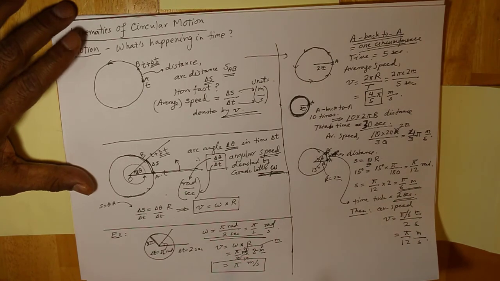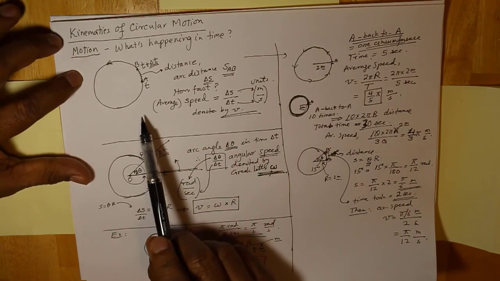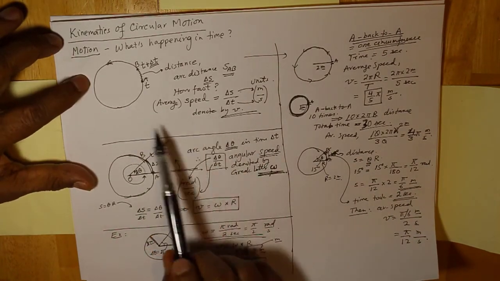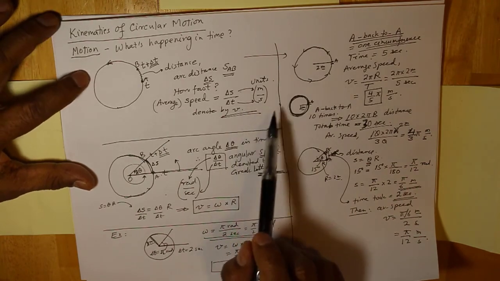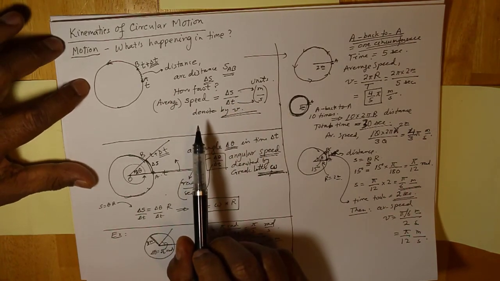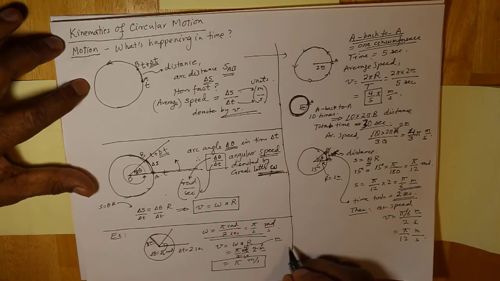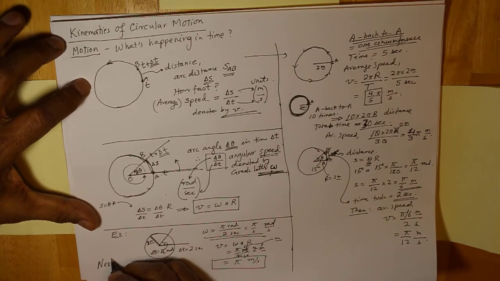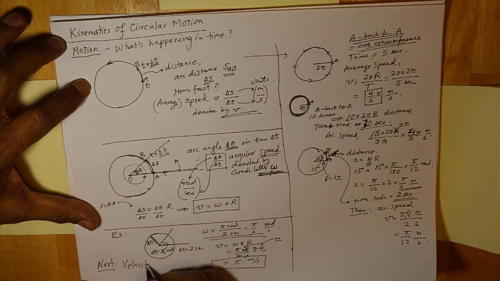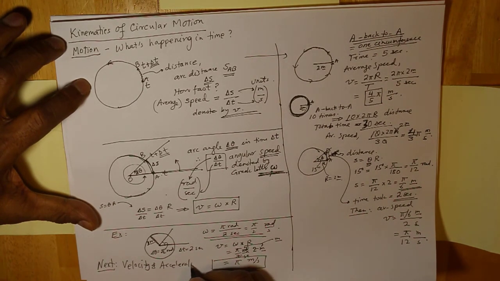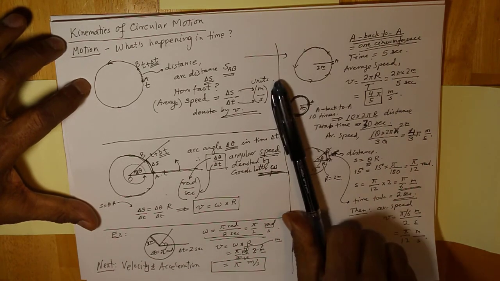Next time we're going to talk about how to think about velocity. Now we know the speed and how the velocity may be changing. So the next topic is velocity and acceleration. Okay, so I'm going to stop here.